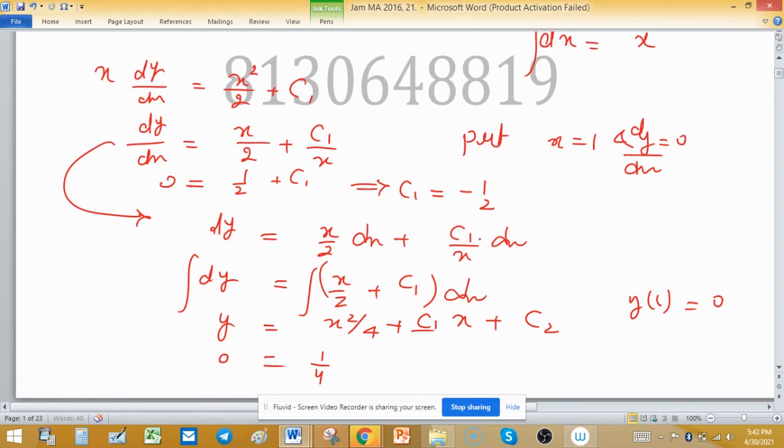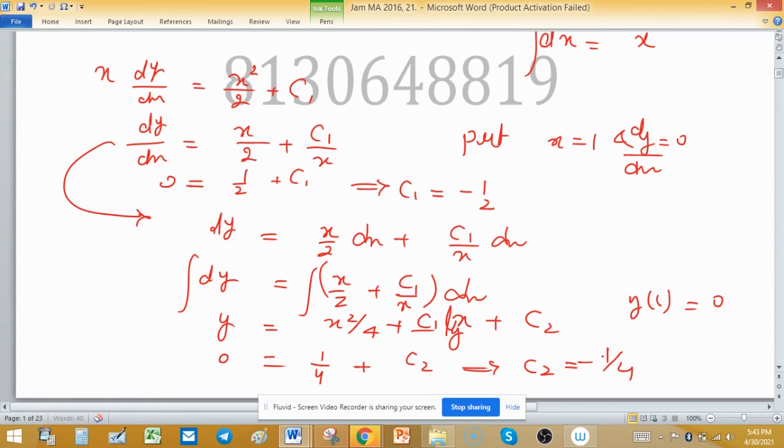This one was c1 upon x, so log x, it will be log x. So 1 upon 4 plus, when we put the value of 1 in place of x, log 1 is 0. So this is C2. This implies C2 is minus 1 upon 4.